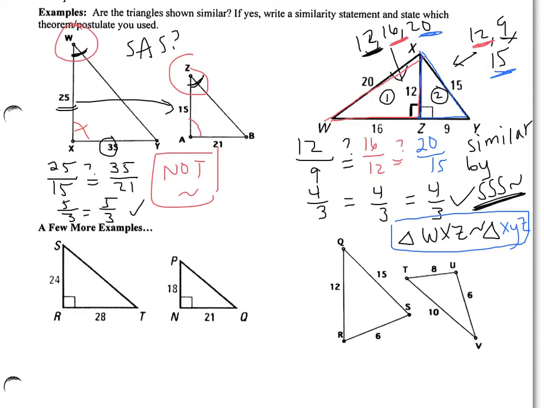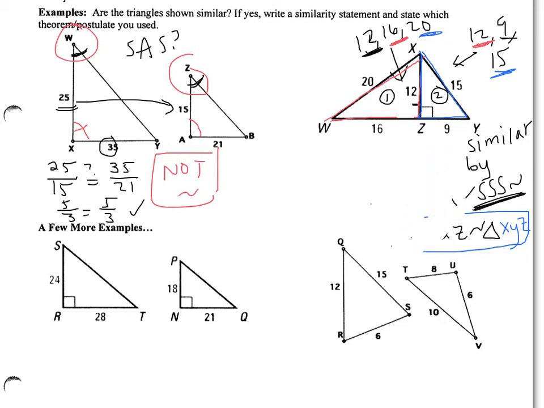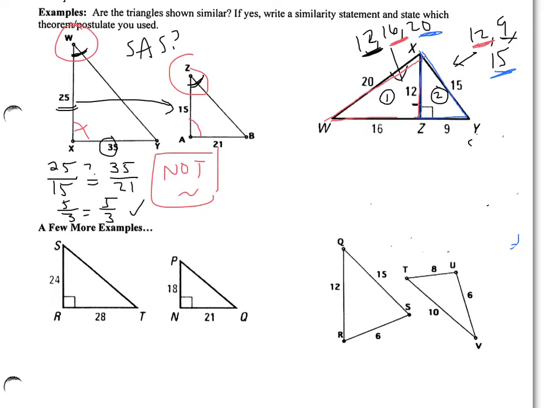So I know I didn't give us a whole lot of room, but I'm going to erase this so I can show us one other thing that I think is very interesting. One triangle that we neglected to talk about is the big triangle. The big triangle has sides of 20, 15, and then this side, 16 plus 9, which is 25. Well, this big triangle is also similar to the little two triangles.